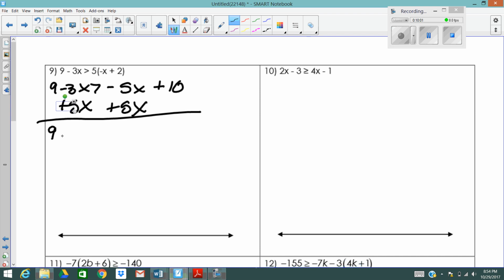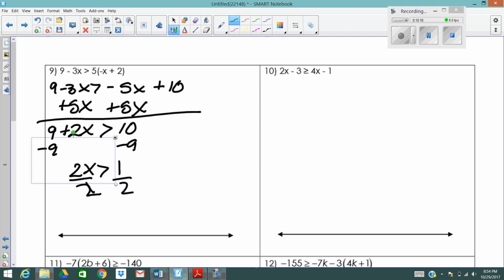So now on my left side, I get 9 plus 2x is greater than 10. Subtract 9 on both sides, and we get 2x is greater than 1. Divide by 2, and I get x is greater than 1/2. And again, I'm dividing by a positive, so I don't need to flip the sign.